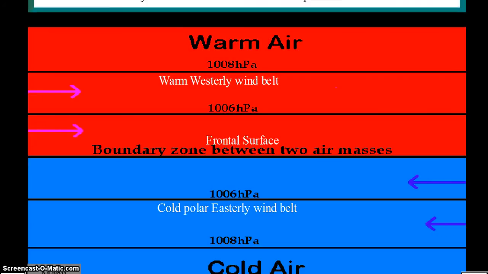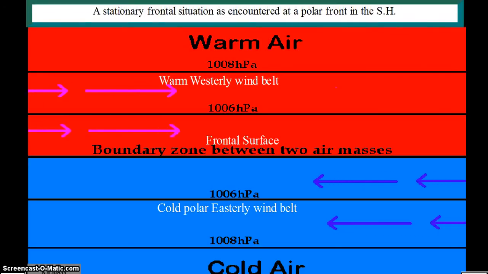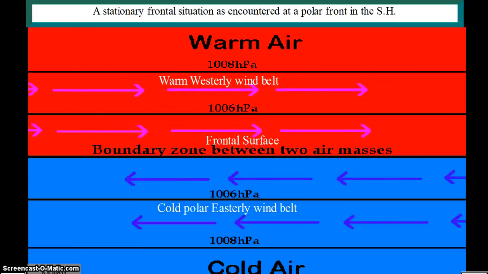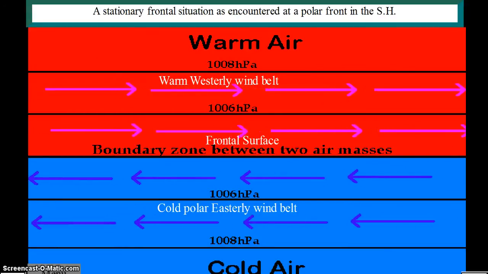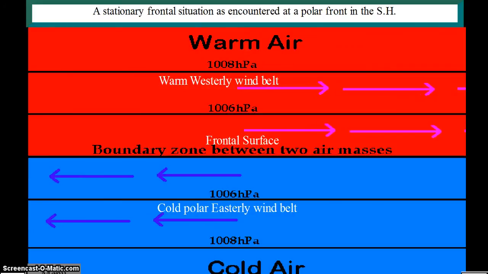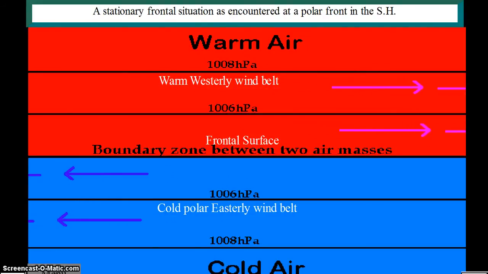Warm air from the westerly wind belts and cold air from the polar easterly wind belts do not mix easily, since they have different temperatures and different densities. The warm air and the cold air are separated by a frontal surface.